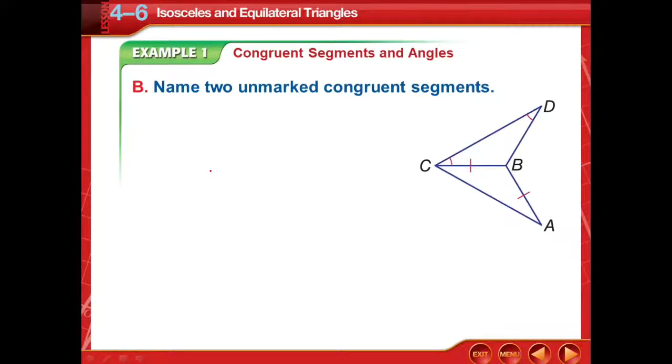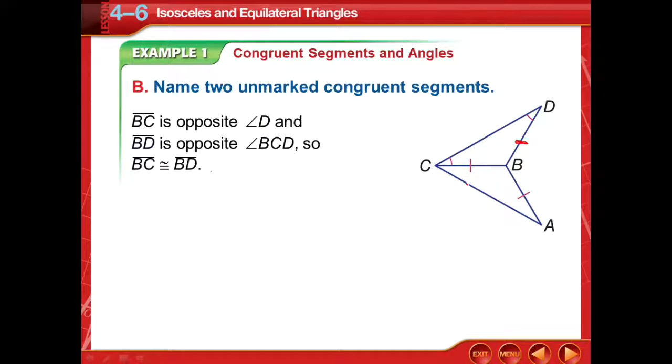I can also find two unmarked congruent segments, which I already did previously. This angle is congruent to this angle, which makes this segment congruent. Therefore, BC is congruent to BD.